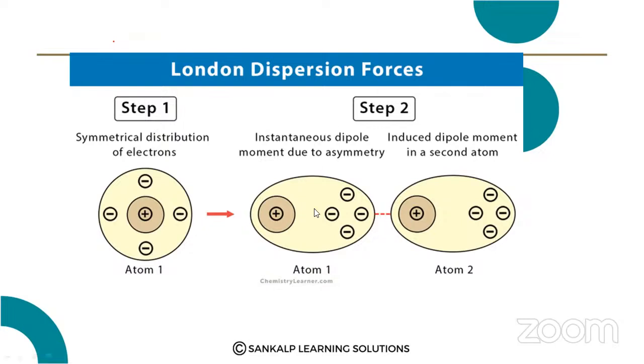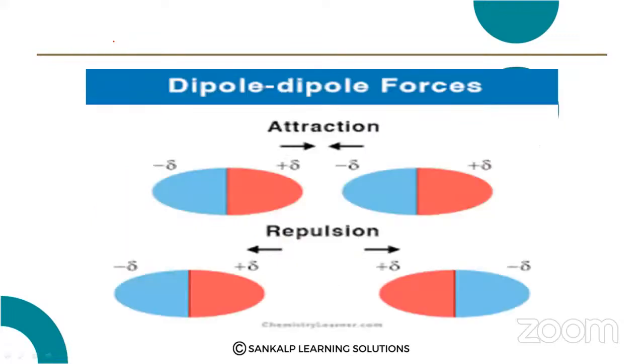The magnitude of this particular force depends upon the polarizability of the particle. What do you mean by polarizability? It distorts the structure. So its magnitude depends upon the polarizability of the particle. These are called London or dispersion forces. This is the first type of intermolecular forces. Then the second is dipole-dipole forces.